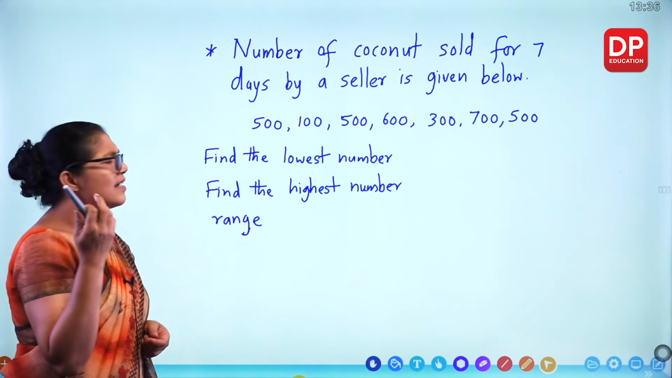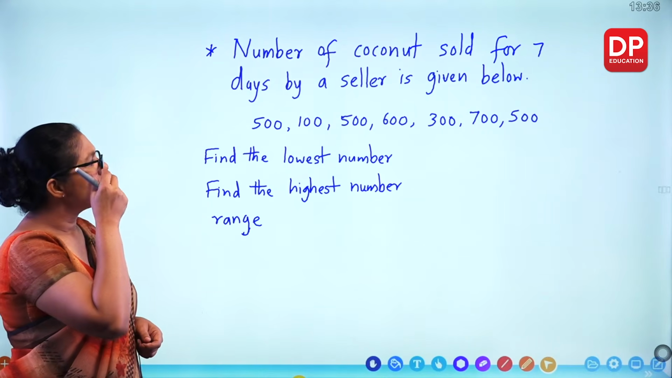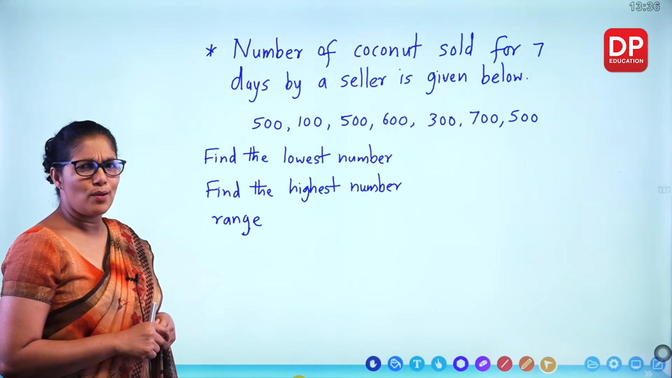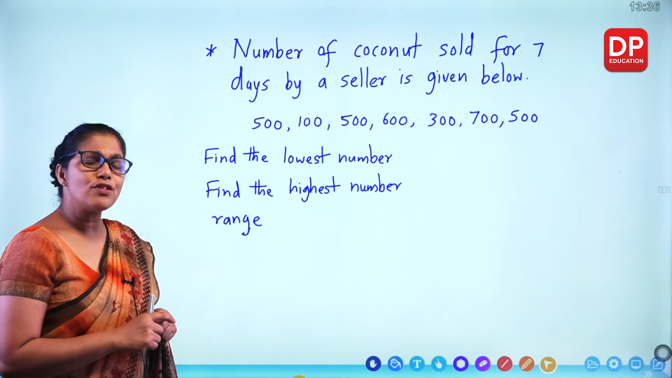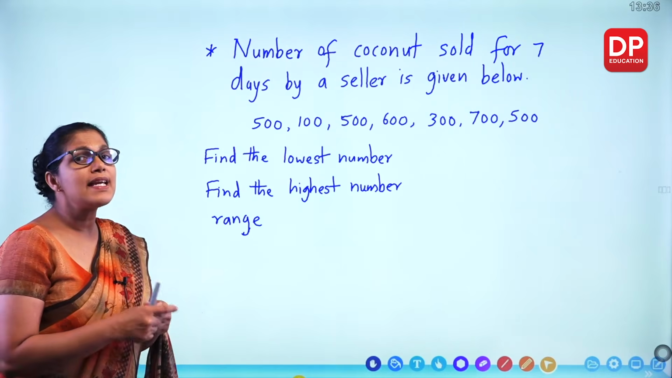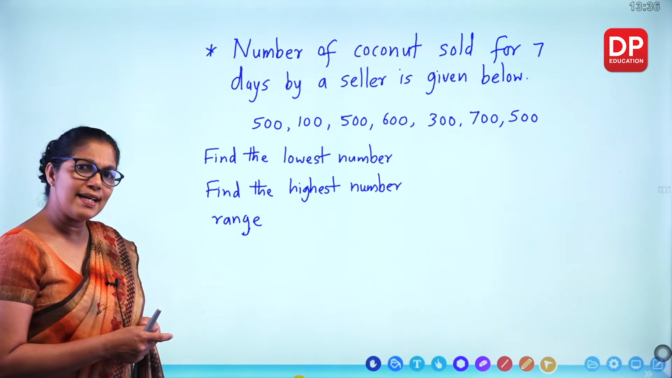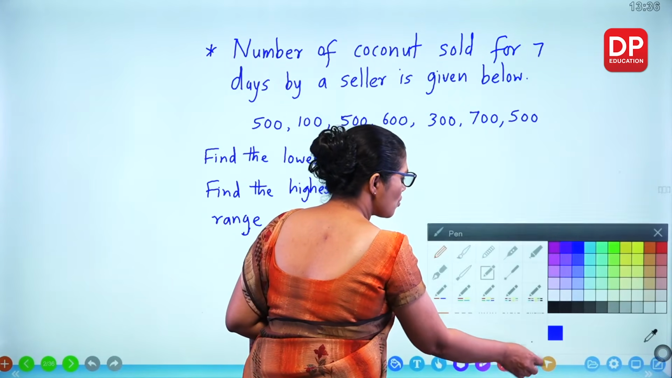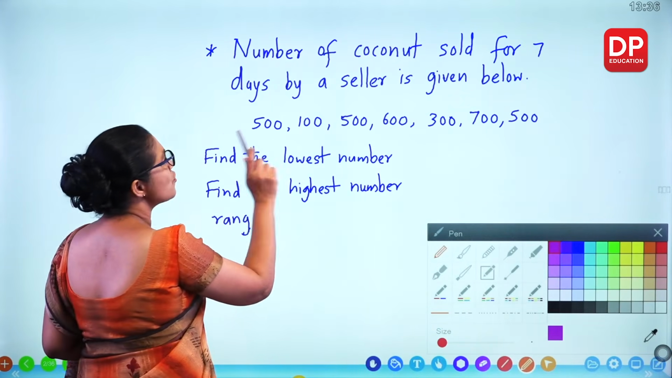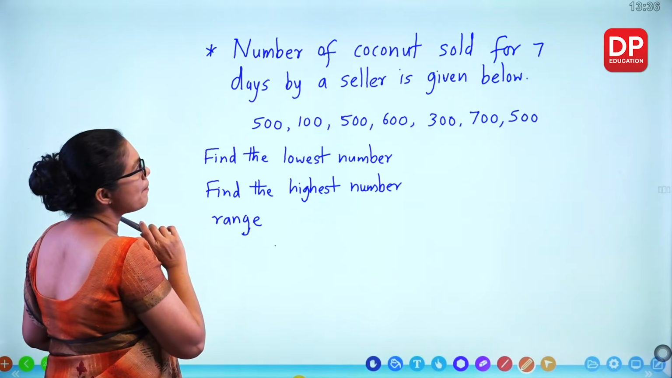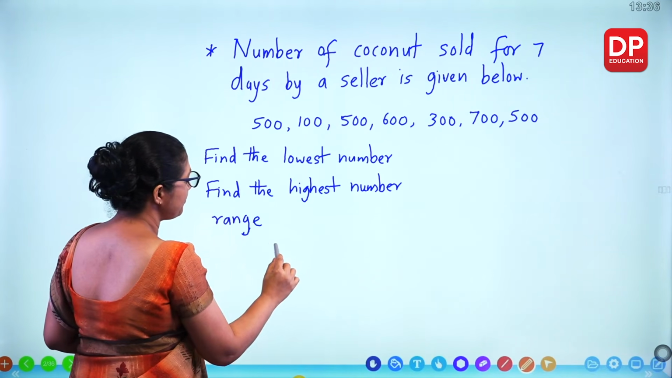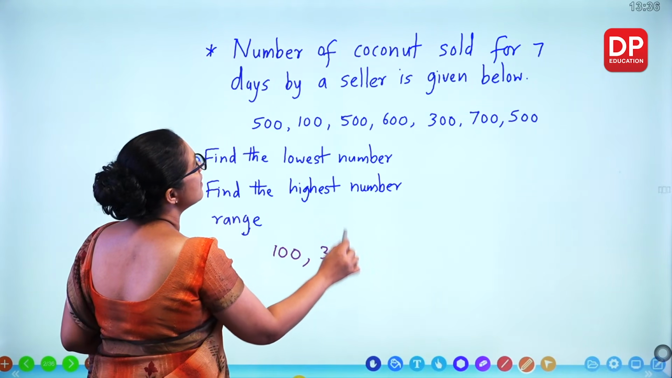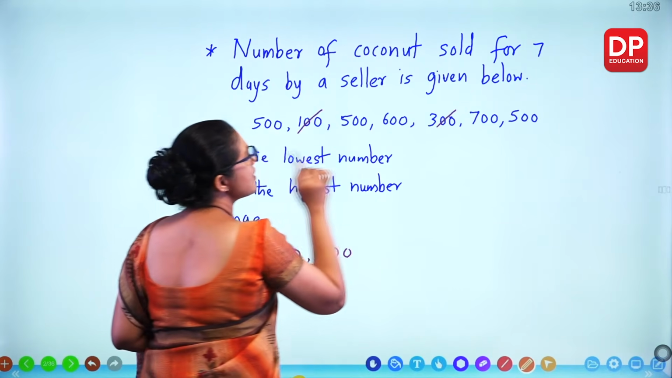So they ask what's the lowest number. When you look at the data set at once, we can't find out the lowest. It's difficult. When you arrange the data set in order, it's easy to identify the lowest and the highest. First we'll rearrange the data so that we get lowest to highest. So what's the lowest number there? 100. What's the next number? We get 300. So I can cut it.